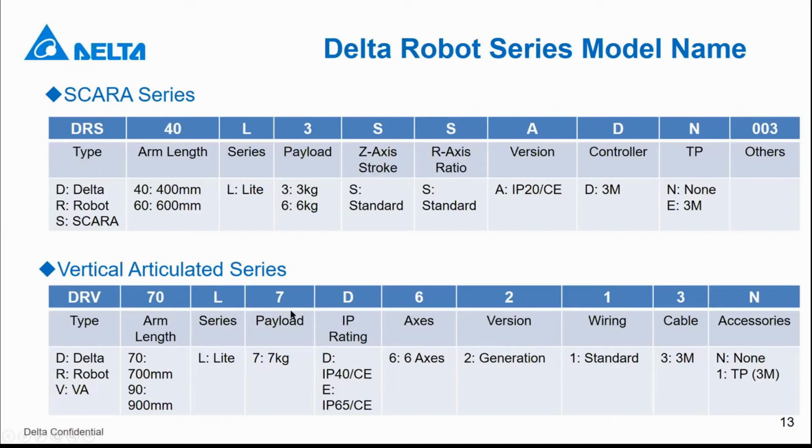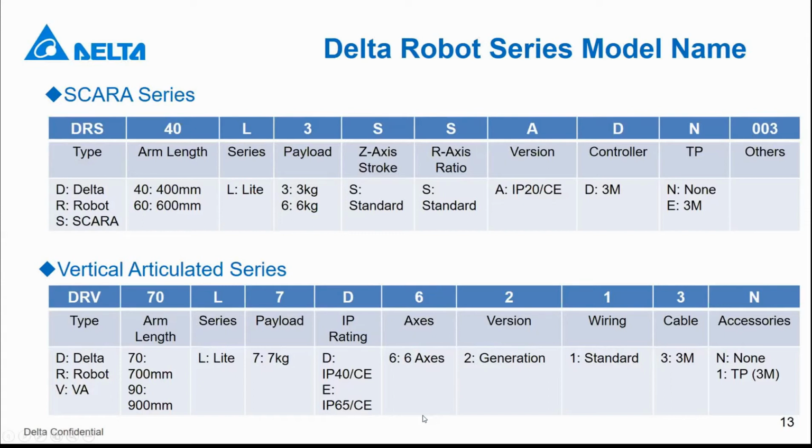Now we only have the 7 kilogram option. And the next is also the hardware version. Here you have more options for different IP protection. So now we have two options. One is IP40, and the other is IP65. If you need waterproof or protection from dust, then you can choose the IP65 version.